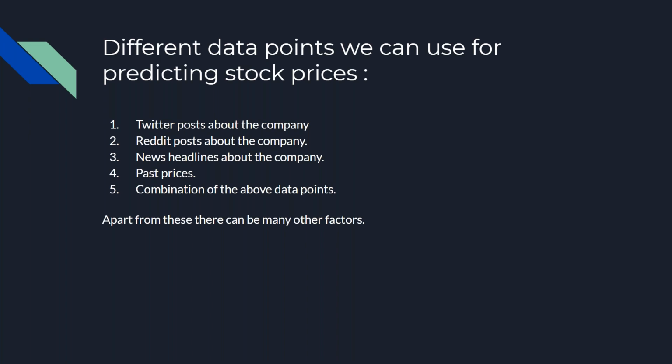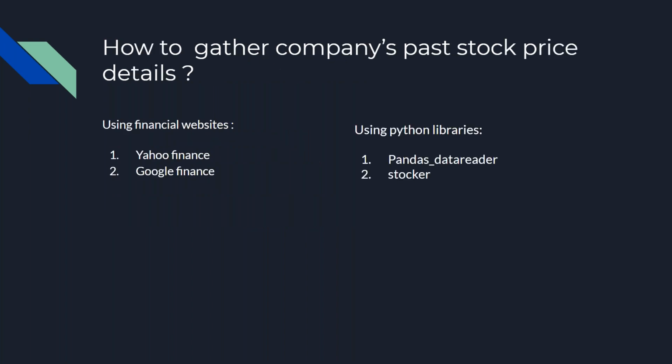Another approach is using the historical data about the stock of the company. Today we will primarily focus on how to do stock prediction using the past prices. Okay, moving on. If you want to do stock price prediction using the past prices, obviously the first step is to gather the information about the past stock prices. Now, what are the different options we have to gather the stock prices?